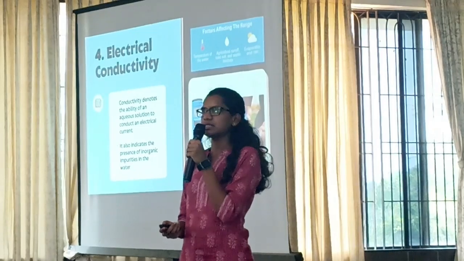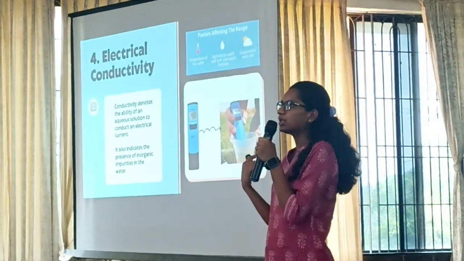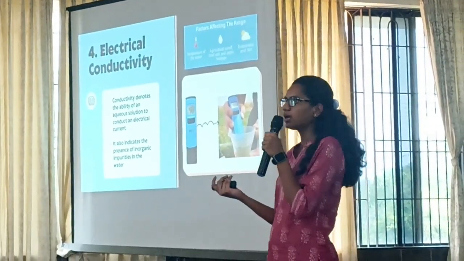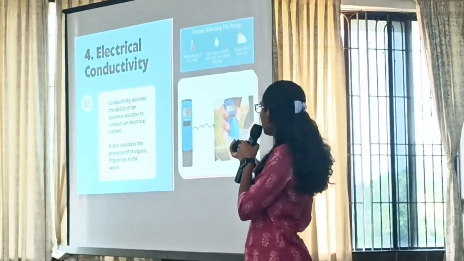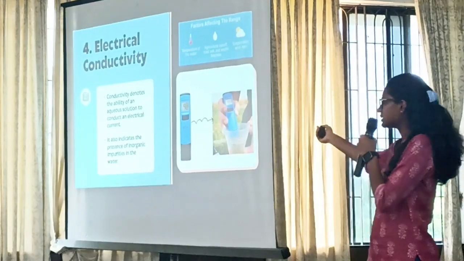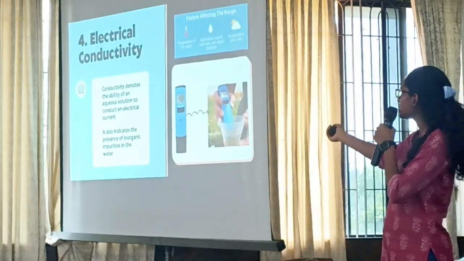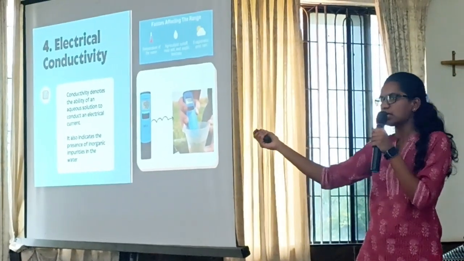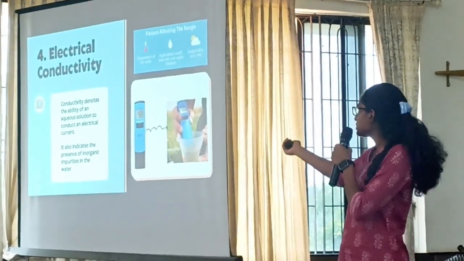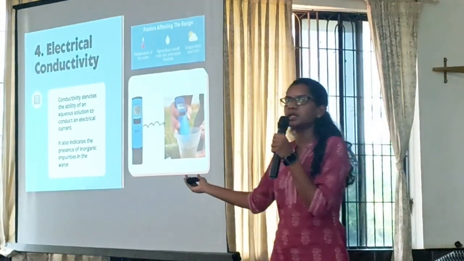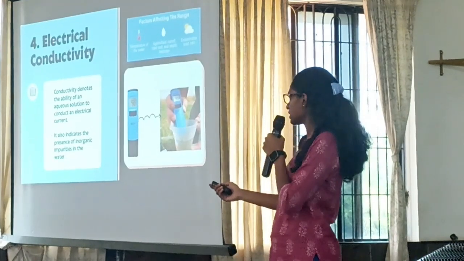And the fourth parameter is electrical conductivity. It gives us the conductance of the water body. A higher value of EC says that the inorganic impurities are high. To do the analysis of this, as you can see in the image, the same probe we use for TDS, we will be using for electrical conductivity. We will be immersing the probe in the water sample and noting down the data. The SI unit for this is microsiemens per centimeter. You will note down the value and test the next parameter.